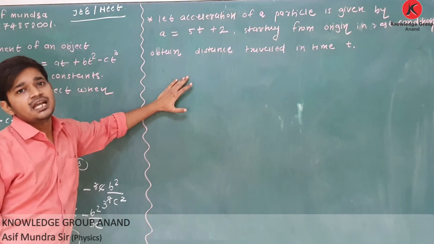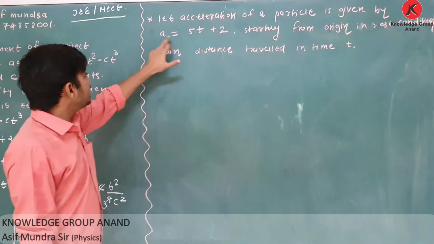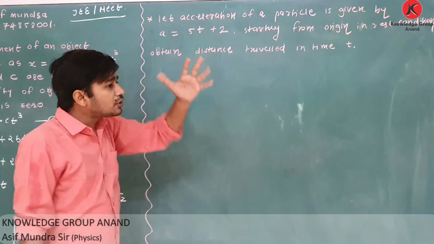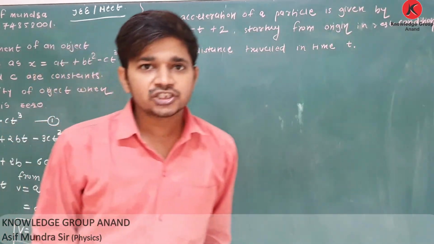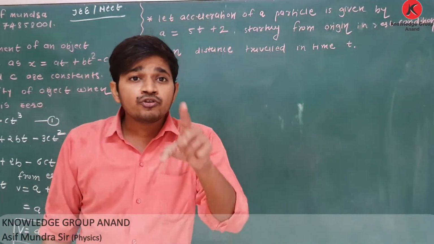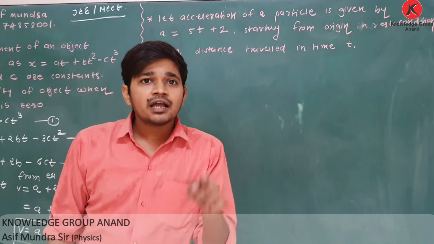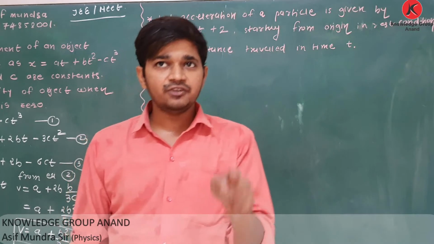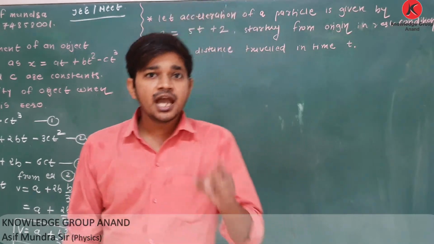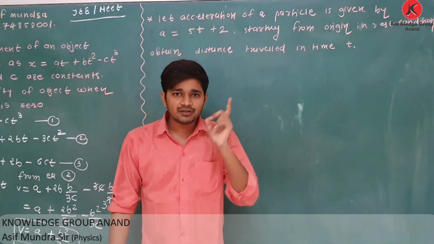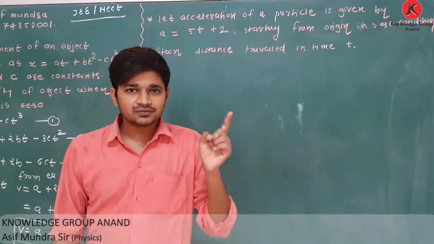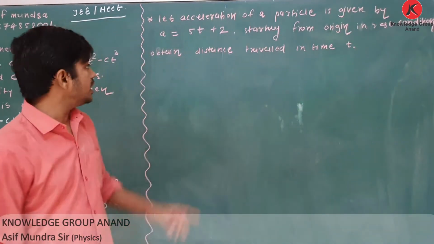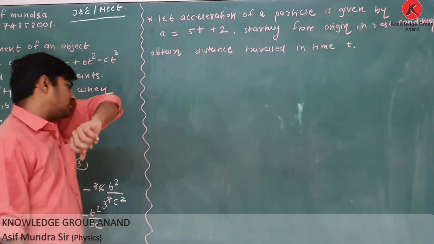You have to find distance. One more thing, a is equal to 5t plus 2. Here acceleration is not uniform. So you cannot use equations of uniformly accelerated motion, that is v is equal to v0 plus at, x is equal to v0 t plus half at square, v square minus v0 square is equal to 2ax. You cannot use these equations, okay, because here acceleration is not uniform.